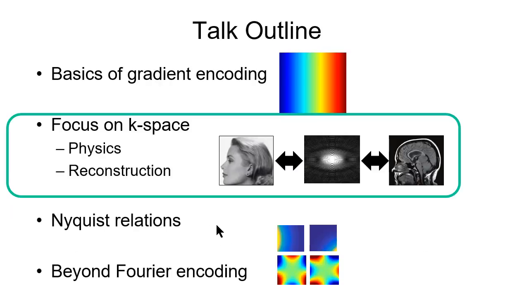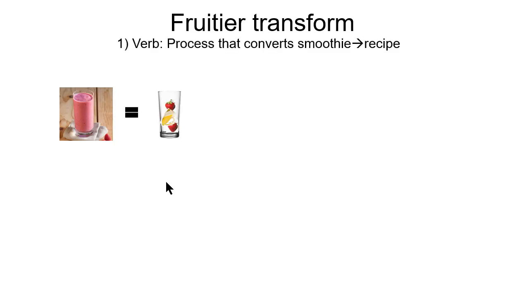But as I said, I want to attempt a more sort of pictorial explanation of this. So we're going to start with, bear with me, the Fruitier transform. So imagine you start with a smoothie. A smoothie is a very simple thing. But if someone hands you a smoothie, it's very hard to know actually what ingredients are in it.